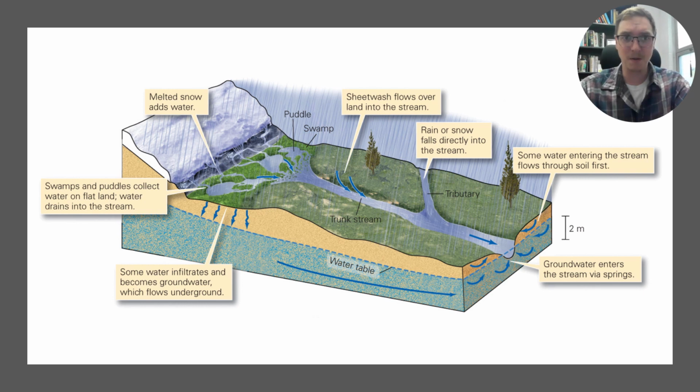We've got swamps and puddles that collect water on flat land, drain into a stream. We've got some of that water infiltrating into the groundwater zone. We've got sheet wash, things rushing over the surface into lakes and rivers and streams. Snow or rain falling directly onto a stream. All of these are different ways that water moves across the surface or moves through the surface into our groundwater supply. We're going to learn a bit more about the nuances of that as we go on.